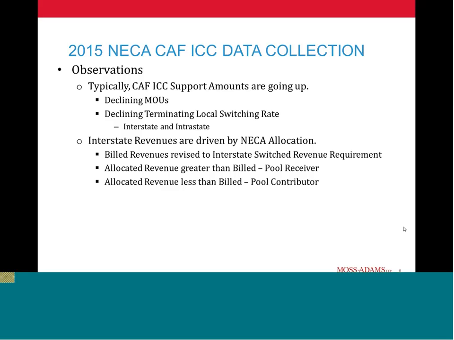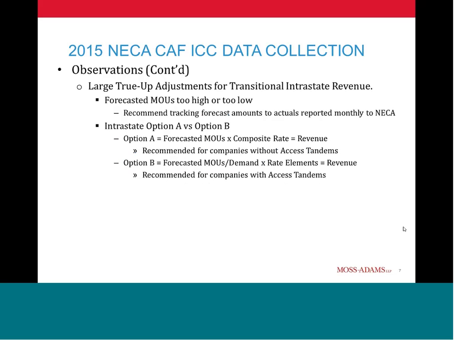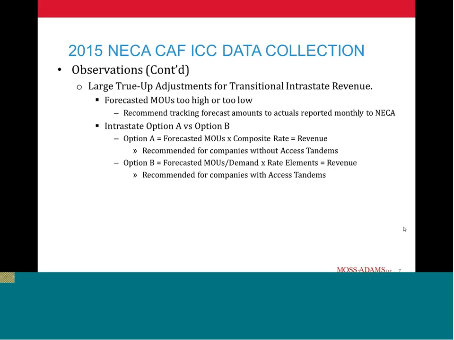And finally, there are some large true-up adjustments for the transitional intrastate revenue. That's being caused by either forecasted minutes being too high or too low. This should not be a surprise, but since this true-up just started last year, this is the second year of the true-up, and it's 2 years behind, there are some pretty significant true-ups that we should be working hard to reduce in the next year's true-ups.